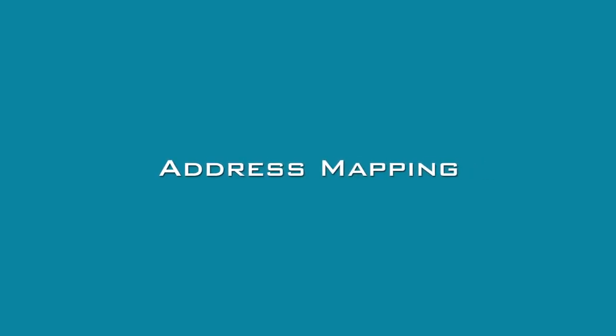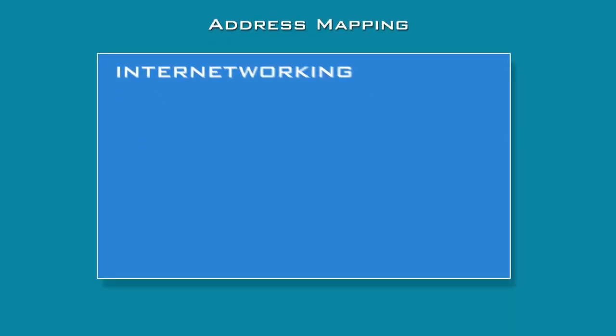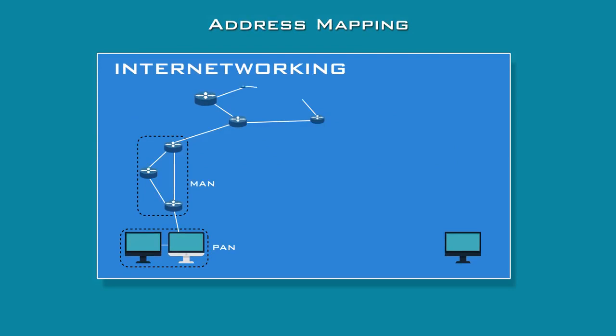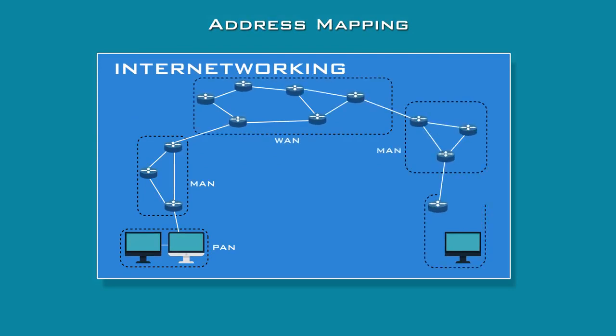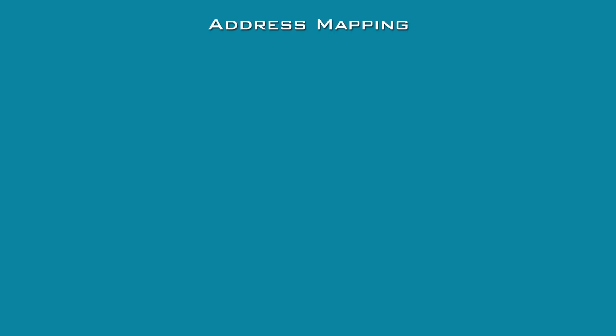Address mapping. In previous videos, we have seen how internetworking works. To send a packet from one end to the other end, we must map a variety of addresses. In this video, we will learn how to map different addresses for routing.